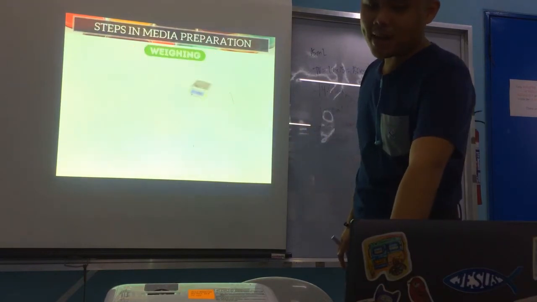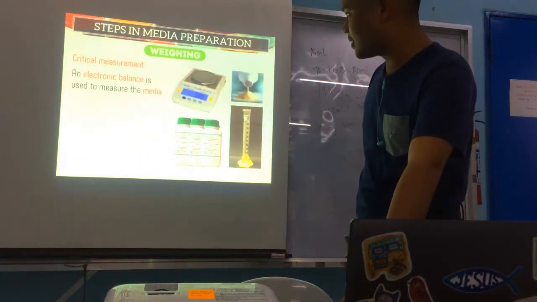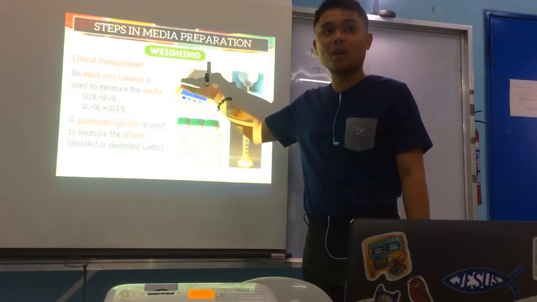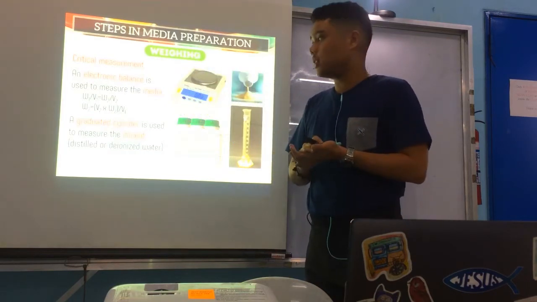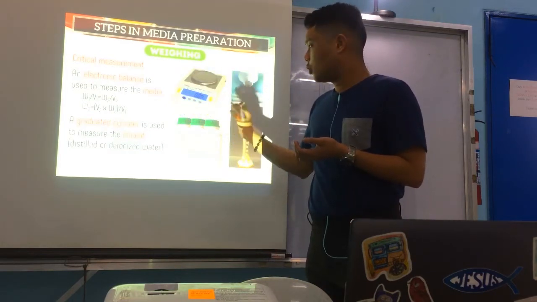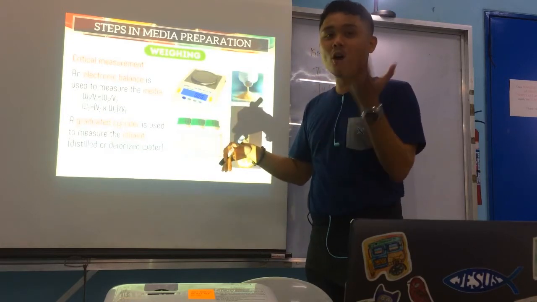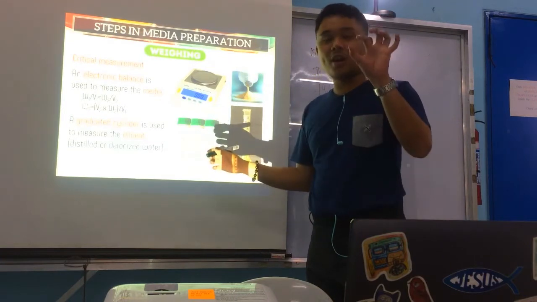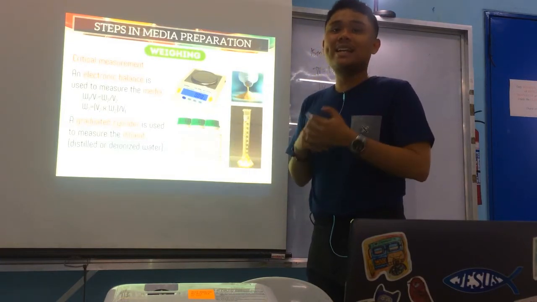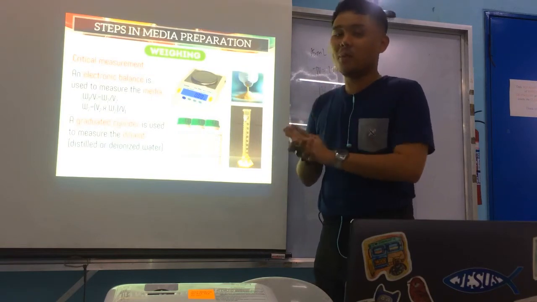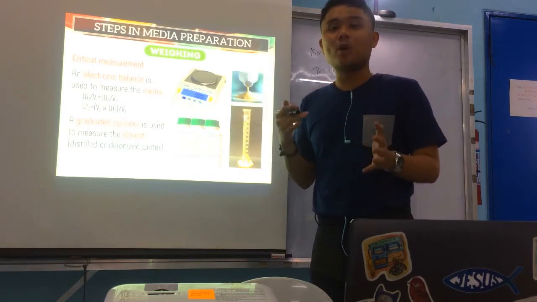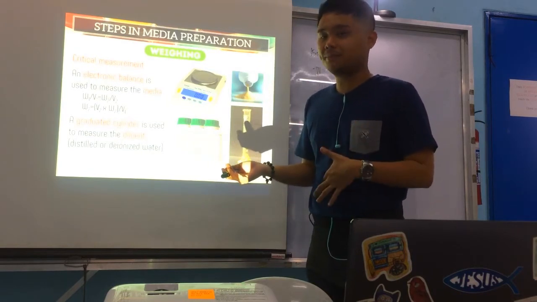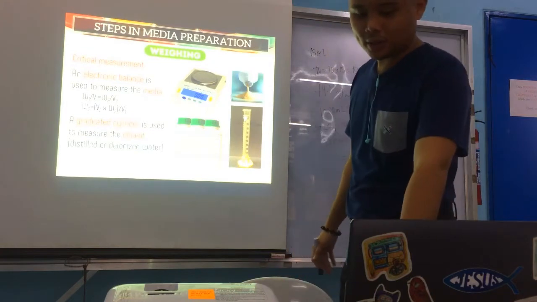Next, for weighing, how do we weigh? We use an electronic balance. This is called critical measurement. On the electronic balance, we place a weighing paper or aluminum foil, and then dispense the powder there. After dispensing, we put it in a beaker or an Erlenmeyer flask, and dissolve it using a graduated cylinder with the measured volume. Always use distilled or deionized water. We don't use tap water because tap water has a lot of minerals or substances that could affect the culture media.